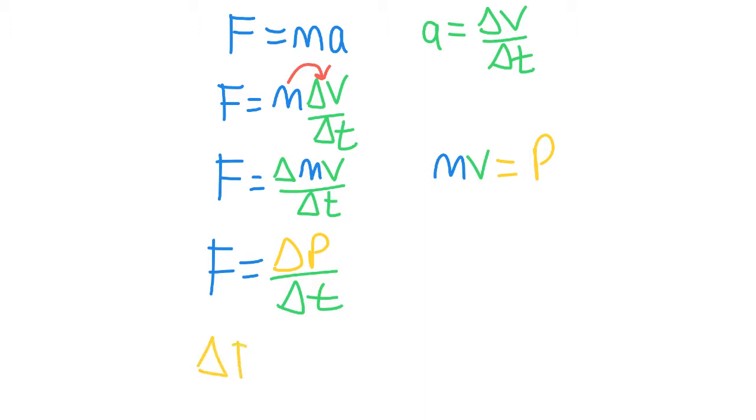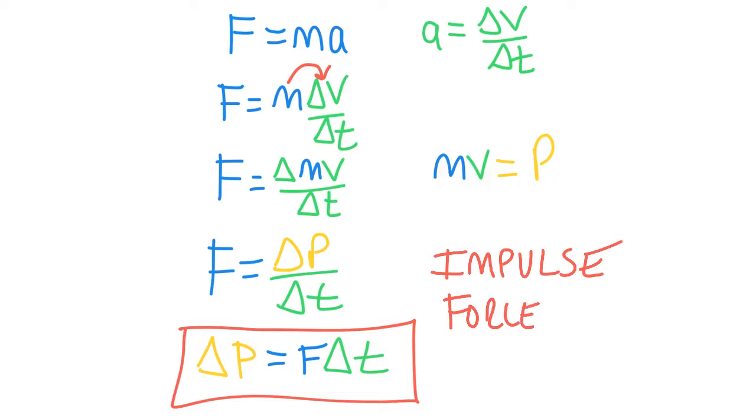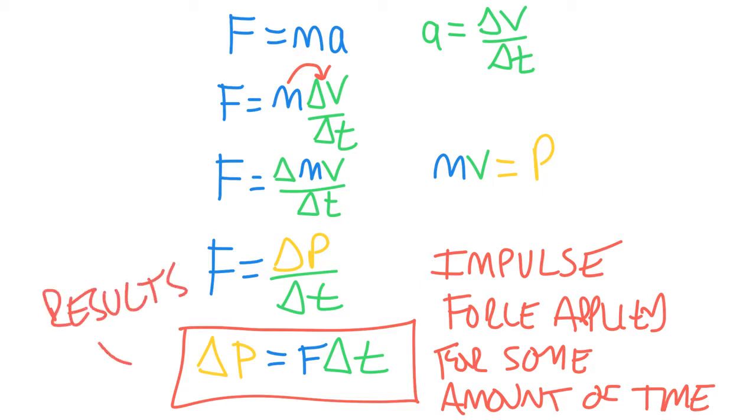And what I can do is rearrange these variables and get change in momentum equals a force times a change in time. And that's going to be important because impulse is a force applied for some amount of time. And impulse results in a change in momentum.